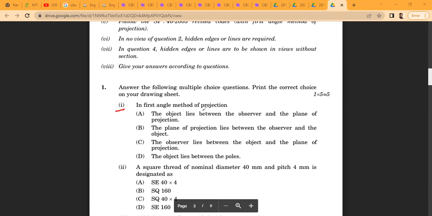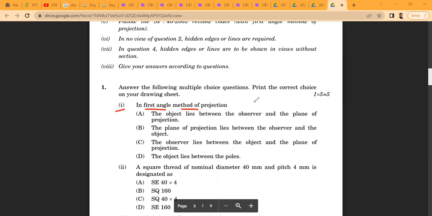In first angle method of projection, four options are given. The first option is the object lies between the observer and plane of projection. The second option B is the plane of projection lies between the observer and the object. And option C, the observer lies between the object and the plane of projection. And option D, the object lies between the poles.